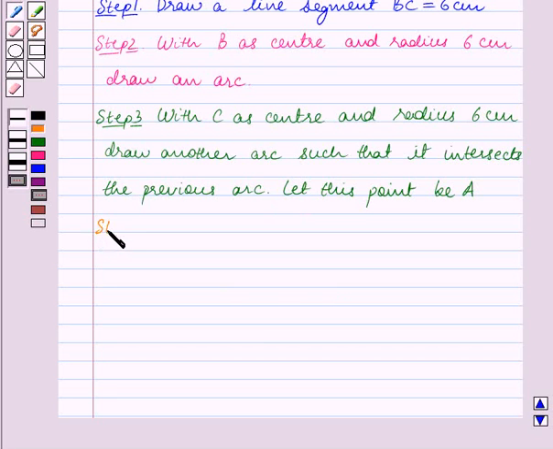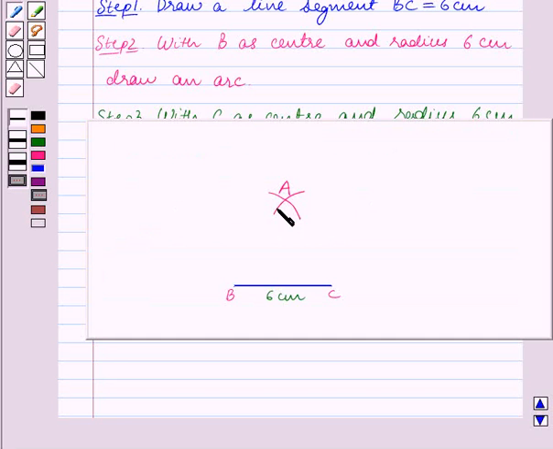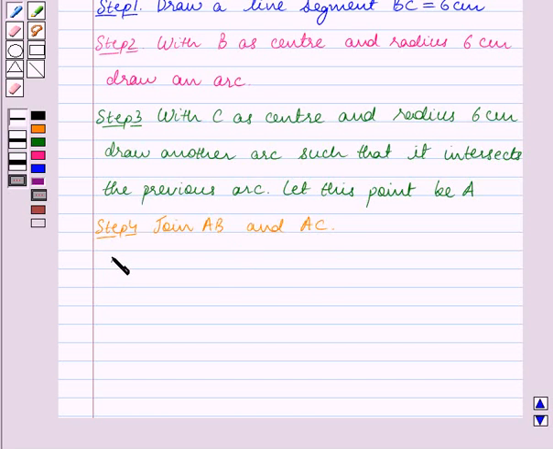Step 4 is join AB and AC. So we will now join the points A and B and A and C. So we have constructed the triangle ABC in which AB is equal to 6 centimeters, BC is equal to 6 centimeters and AC is equal to 6 centimeters. Hence, triangle ABC is the required triangle.